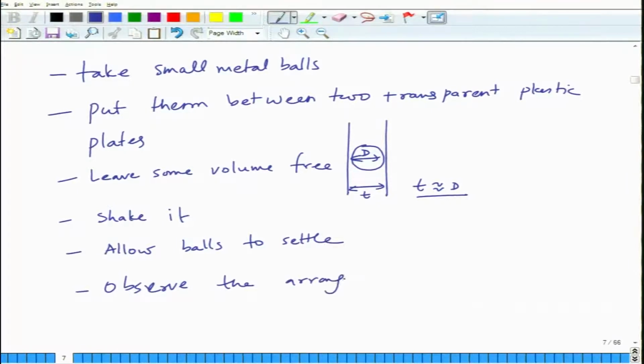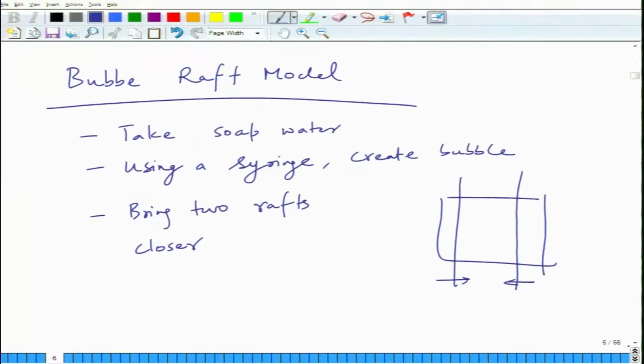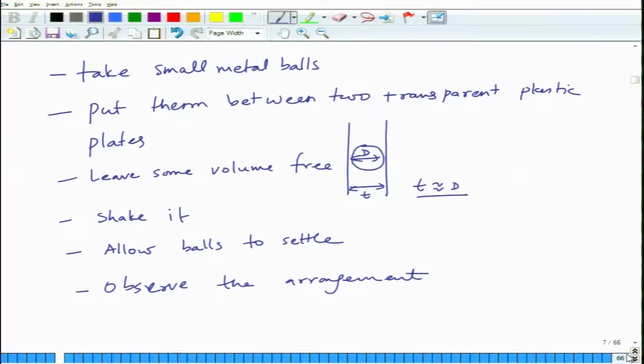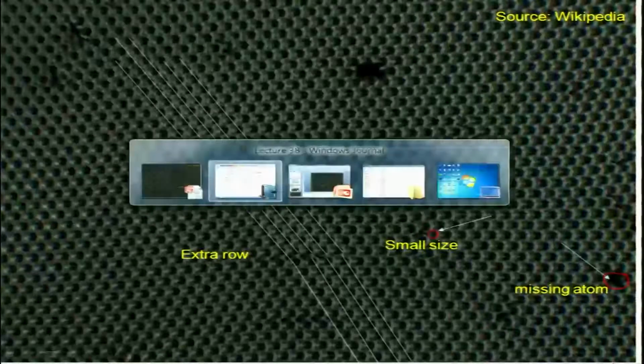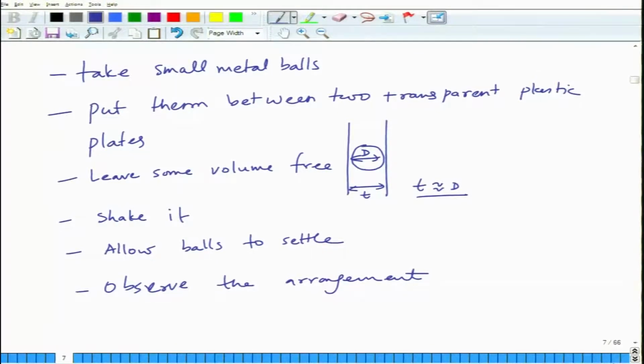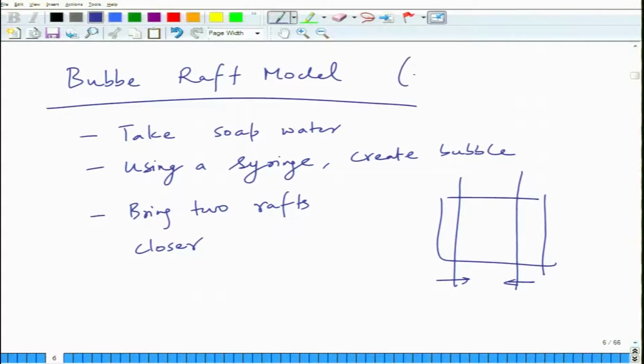arrangement, because each ball can be considered as an atom. You will see a similar kind of pattern as I showed you in the previous slide. So, what you see here will be very much replicated in this. So, this is an experiment you can do at home. Bubble raft model you can also look at, you can go to YouTube, and there are a lot of experiments which have been done using the bubble raft model that you can look at.